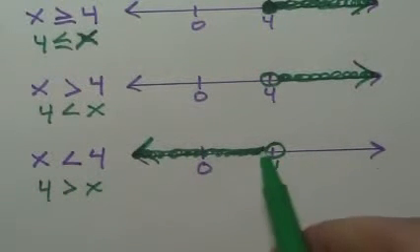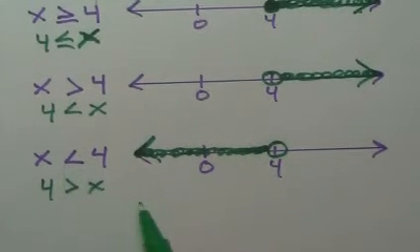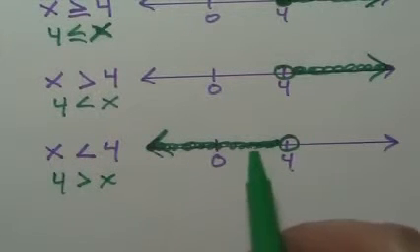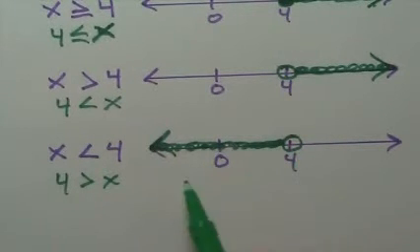All right, now remember, what we're doing is graphing all the answers that will work for here. There's not just one answer, there's many answers. Any number less than 4 will work. And that's why we shaded all the numbers less than 4. But not 4, just the ones less than that.